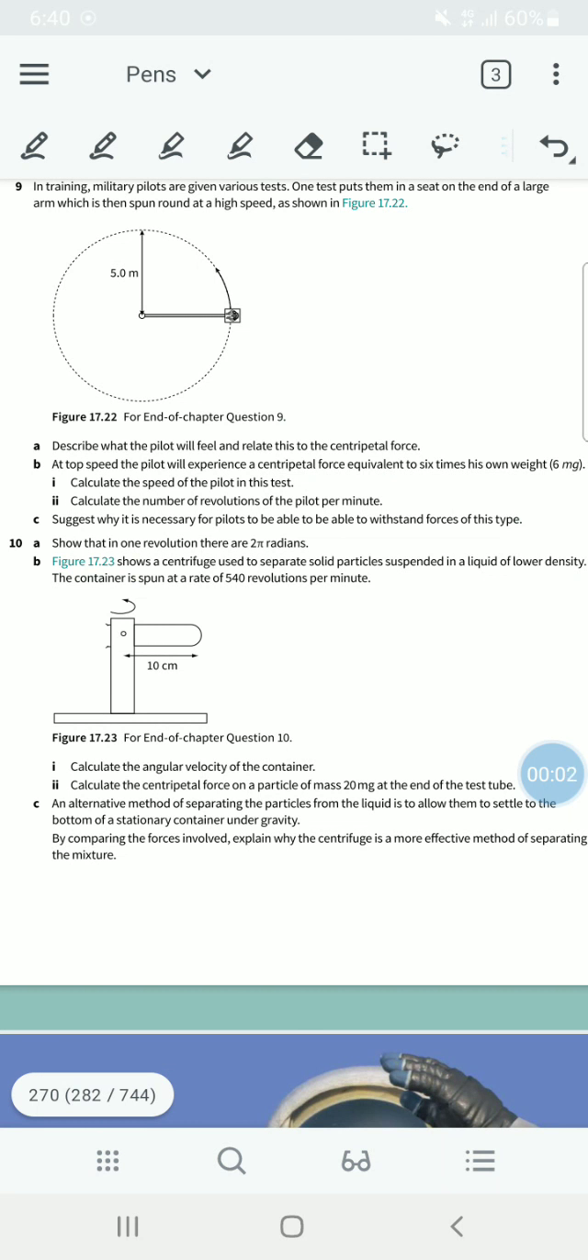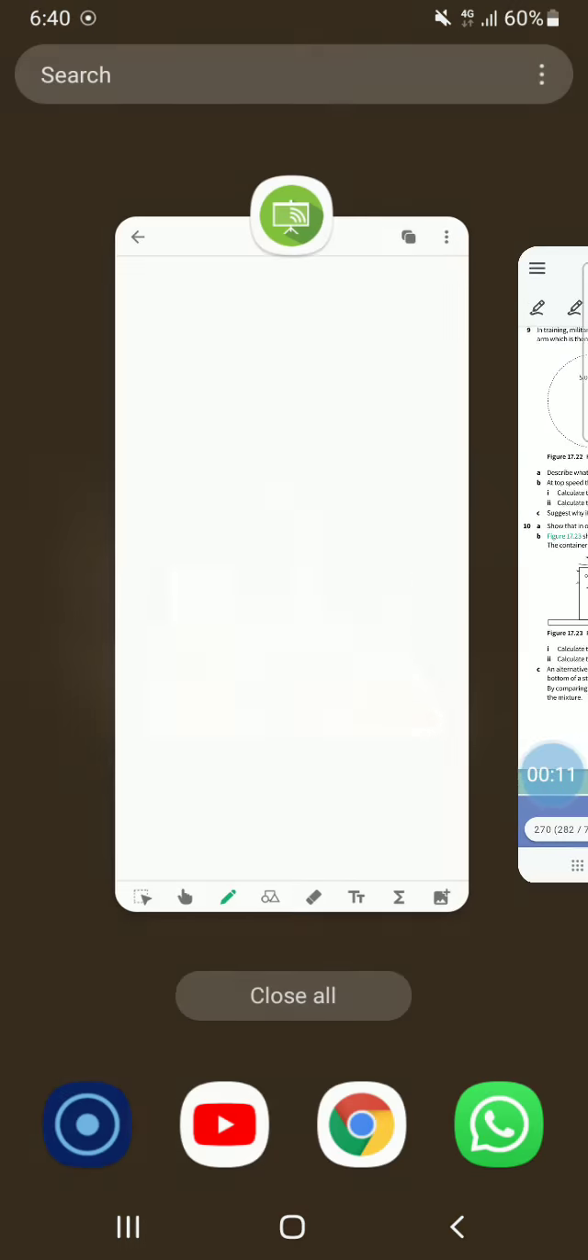Chapter 17 physics, end of chapter questions, question number 10. Show that in one revolution there are 2 pi radians. So we have to go back to the basics, the definition.